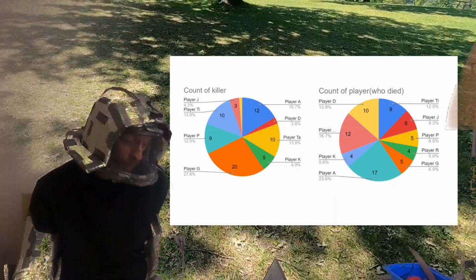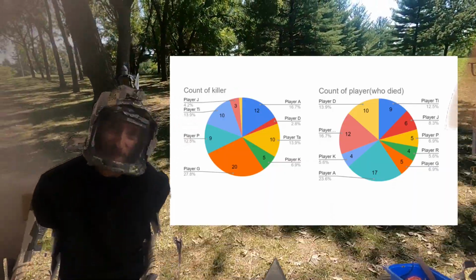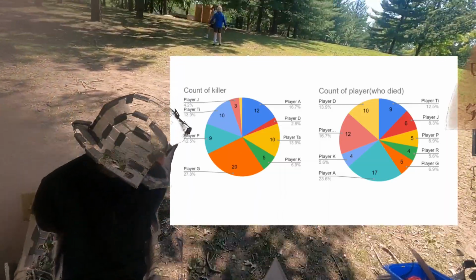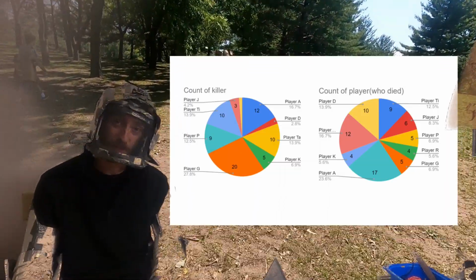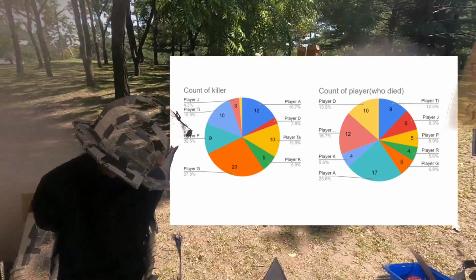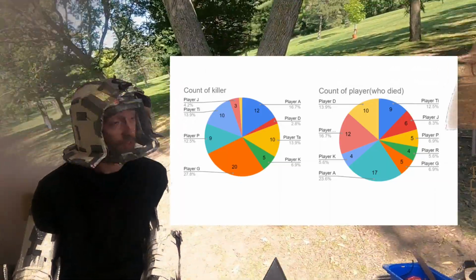The player coming in second is player A with 12, which is extremely impressive. However, what seems to be more impressive is that even with 12 kills, they managed 17 deaths. That's crazy. Player A was an extremely active player. They did a ton of running around and a ton of fighting, a bunch of flag capturing, a bunch of flag defending, actually.